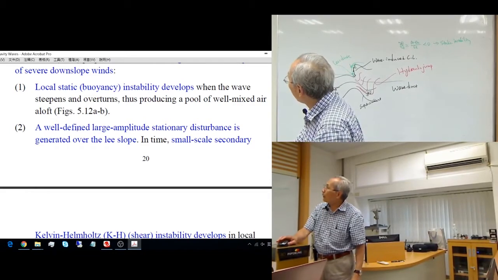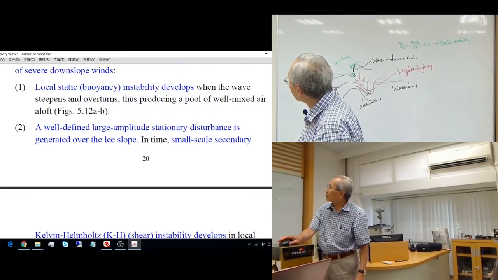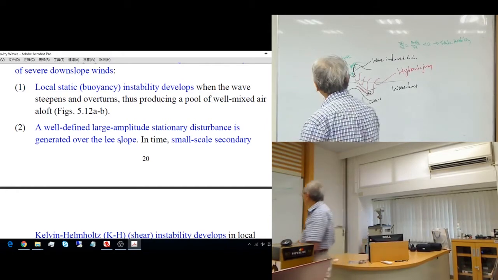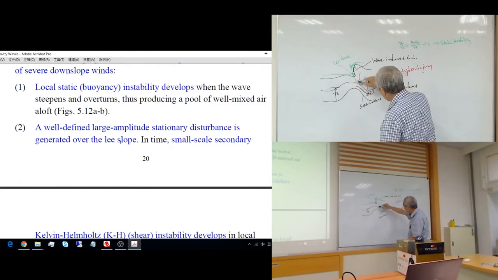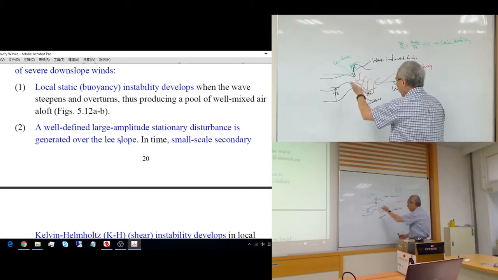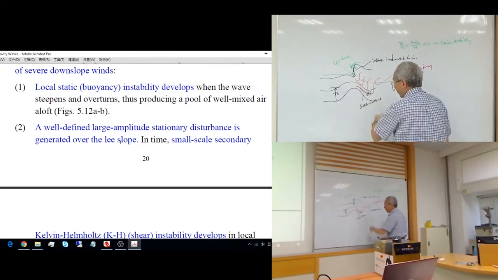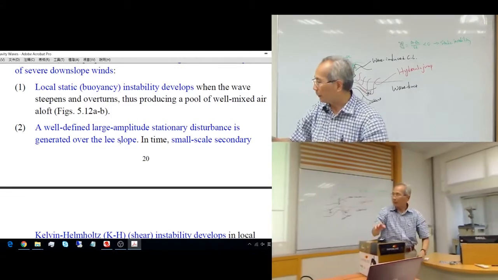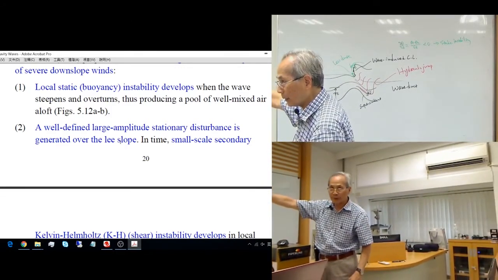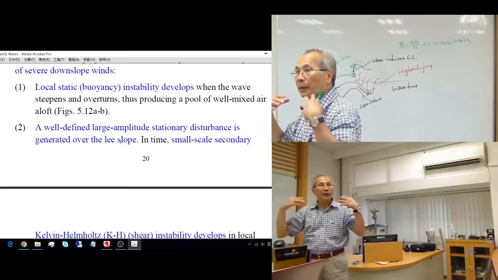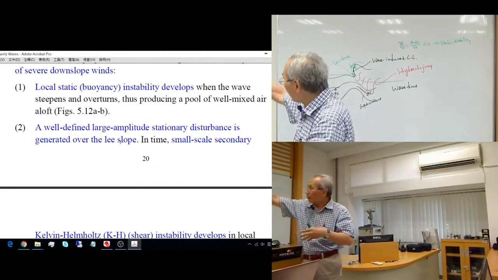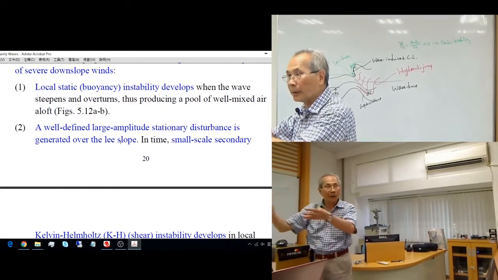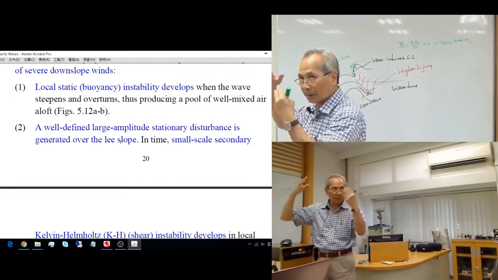In the second stage, a well-defined large amplitude stationary disturbance is generated over the lee slope. So after this overturning instability, the jump develops, a high amplitude wave develops. That's the second stage. So pay attention to these three. This is a very good discussion, and it will give you some guidance before you read the paper. You can probably do this first, then go to their paper, and then come back. Then you get a very good picture.